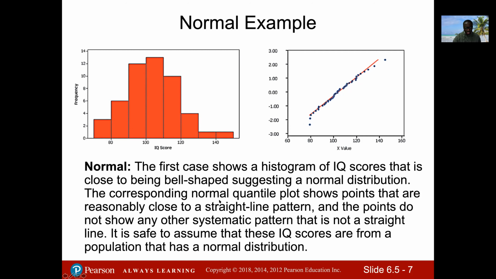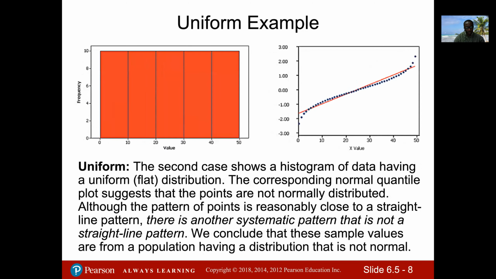So we say that a quantile plot shows points that are reasonably close to a straight line, and the points do not show any other systematic pattern that is not a straight line. It is safe to assume that these IQ scores are from a population that has a normal distribution. Now let's look at a second example.